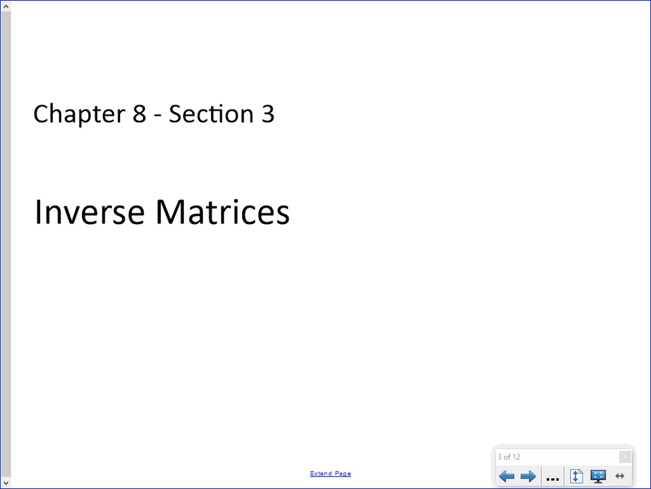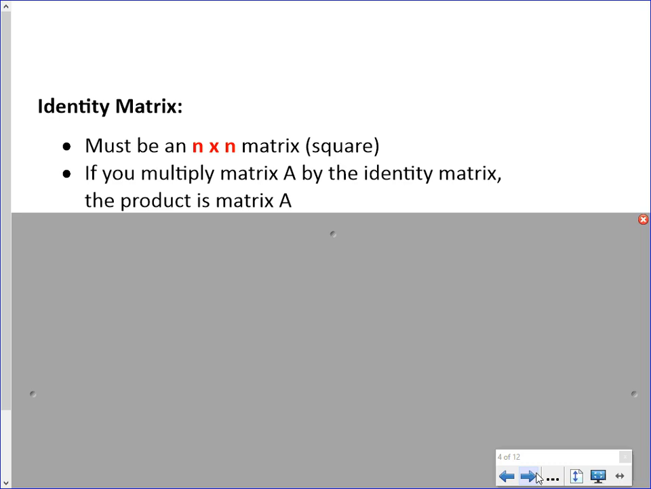Matrices, we're actually going to talk really quickly about identity matrices. So that's our first slide. Okay. Things to note about an identity matrix. An identity matrix must be square, so it has to be n by n. And the idea behind the identity matrix is if you multiply some matrix A by the identity matrix, then you get matrix A back out.